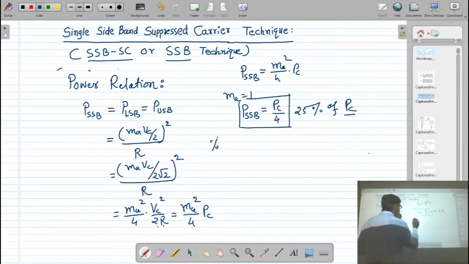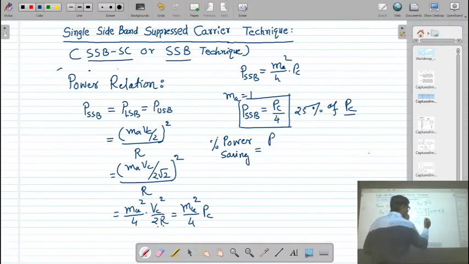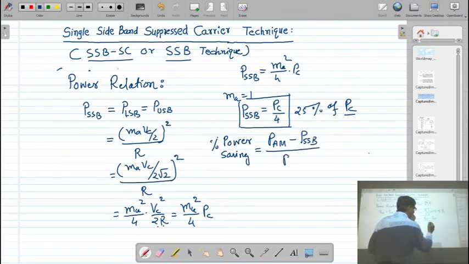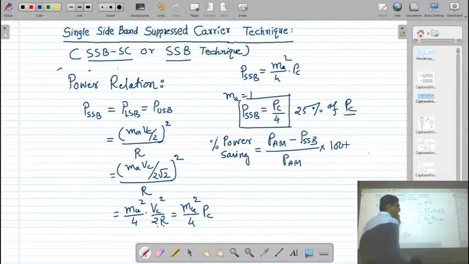So percentage of power saving we can write as power of the amplitude modulated wave minus power of the SSB divided by power of the amplitude modulated wave. So we are comparing with the amplitude modulated wave. Correct? You can also compare with the DSBSC. So PA minus PSB divided by PA.